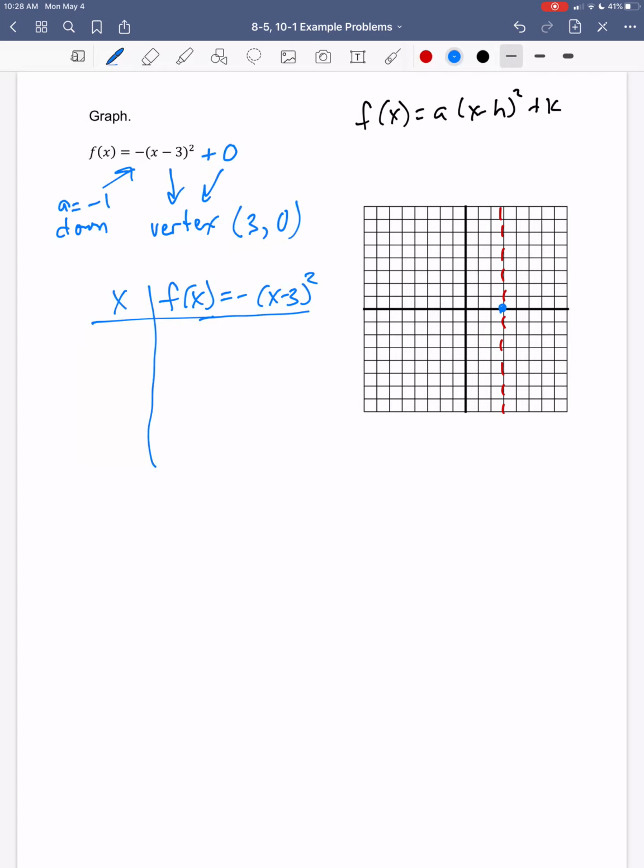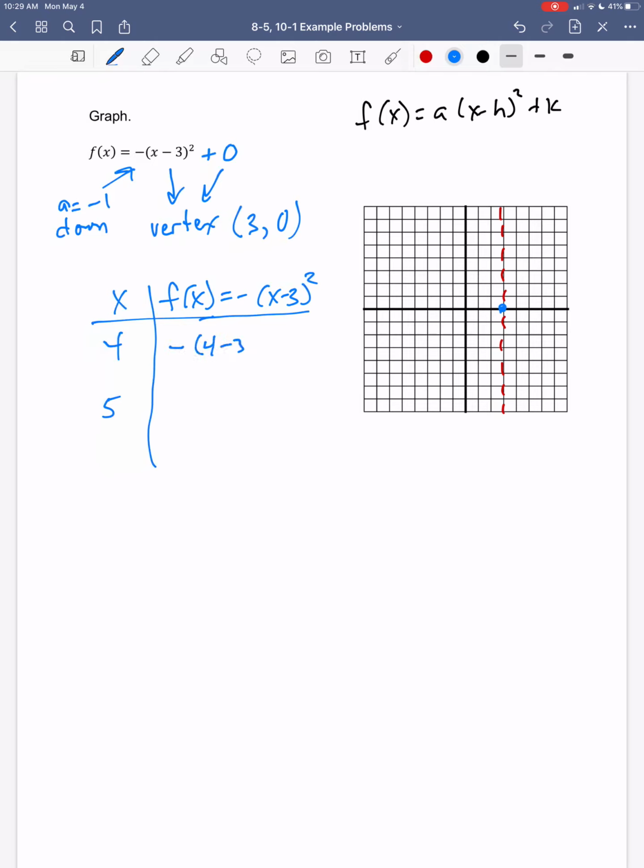So I always go to the right. That keeps me from getting negatives inside the parentheses. That's why I always go to the right. So if I go one to the right here, I'd be at 4. Another to the right, I'd be at 5. So don't forget this negative on the outside.